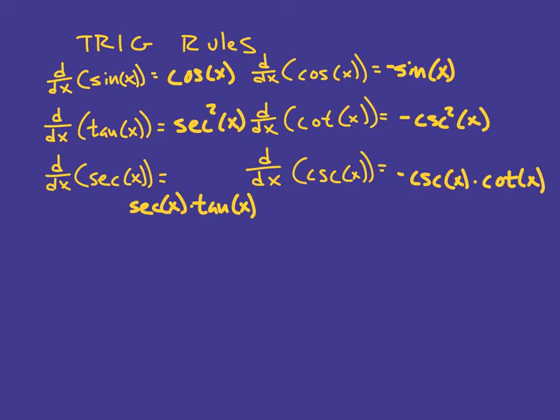Now, when I'm doing the derivatives of the cofunctions, and the cofunctions are cosine, cotangent, cosecant, it's the opposite of what I get for the derivatives of my regular trig functions, and they're all negative. So the opposite of cosine is sine. The opposite of secant squared is cosecant squared. The opposite of secant times tangent is cosecant times cotangent, and they're all negative. So that's how I remember those.